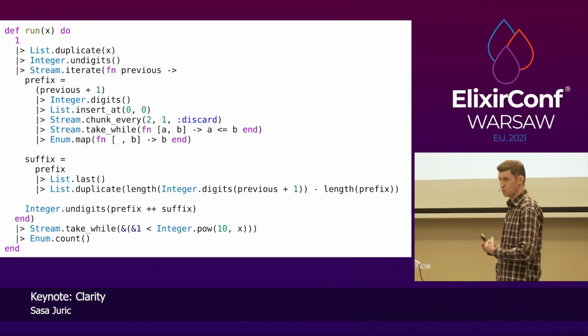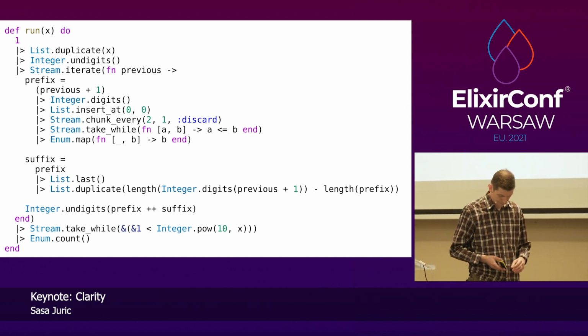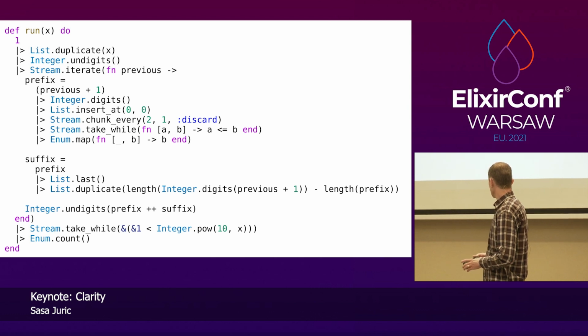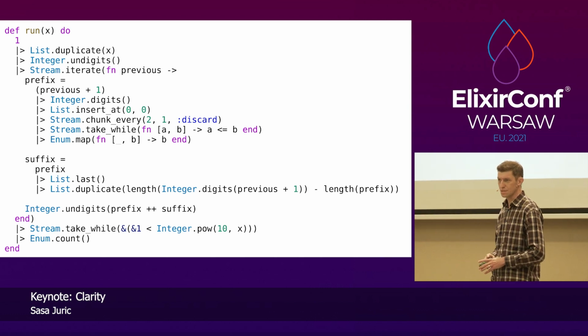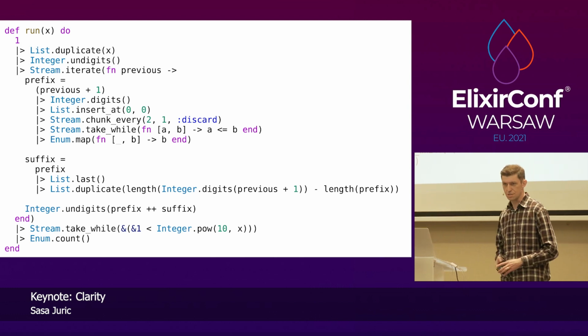We get our suffix, then we simply concatenate prefix and the suffix, convert into integer, and this is our next element. And then finally, we're going to take these integers as long as they're less than 10 raised to the power of x, and we're going to count the amount of those integers.